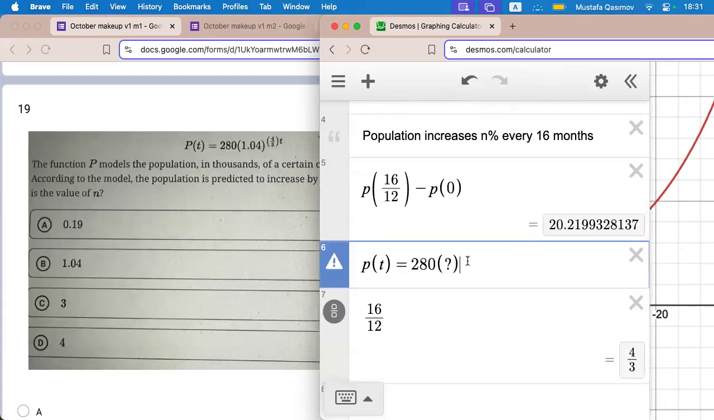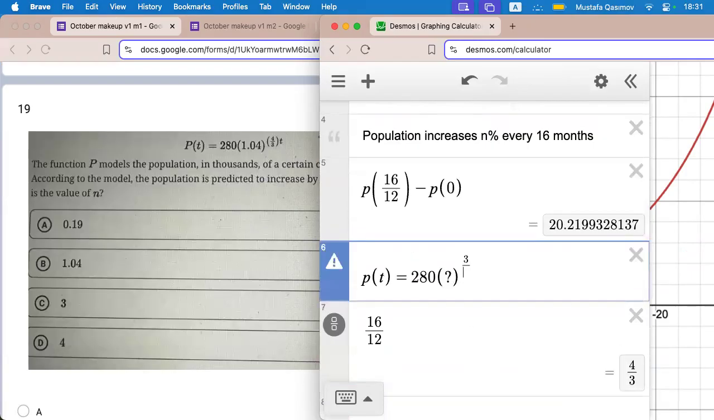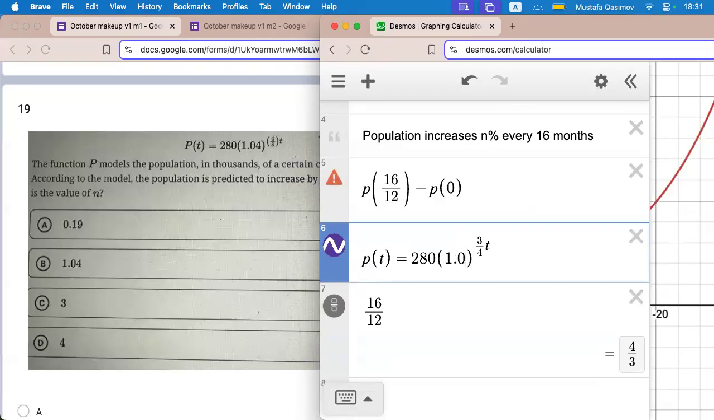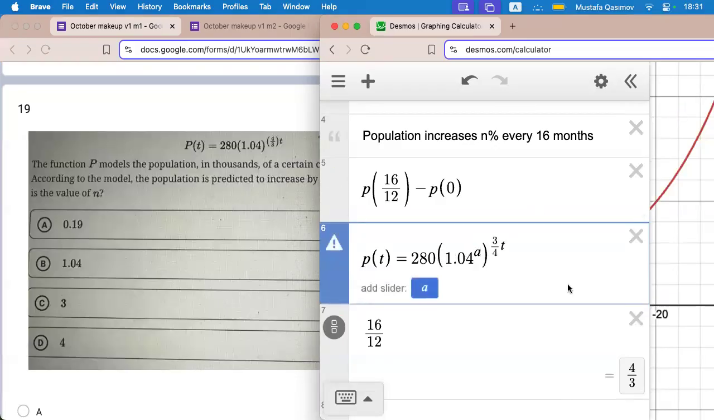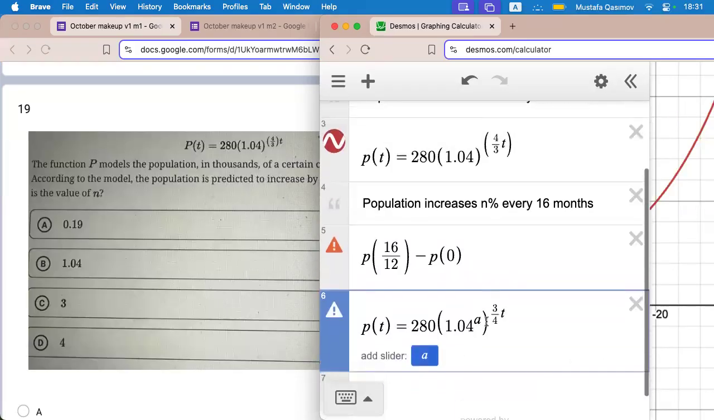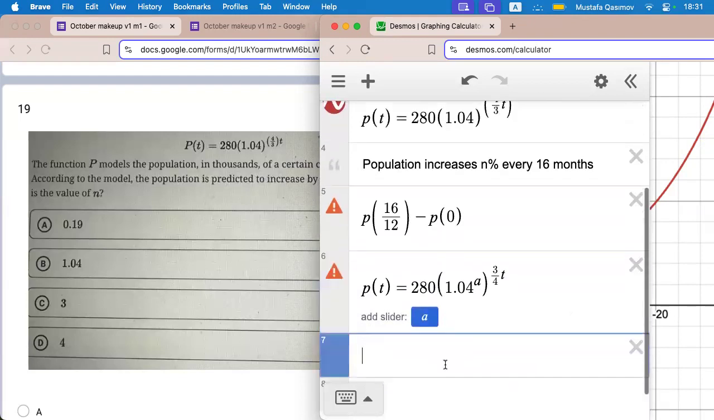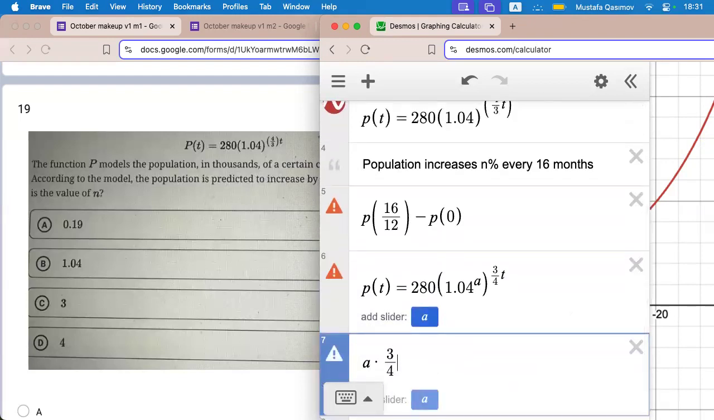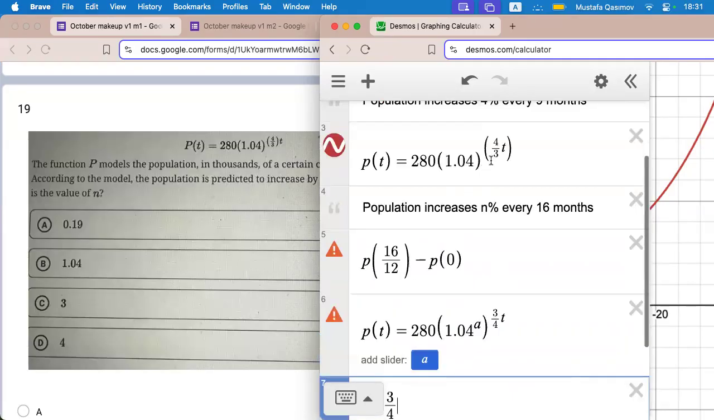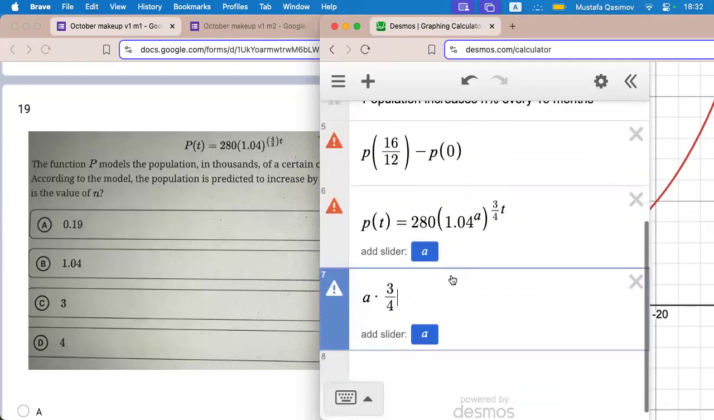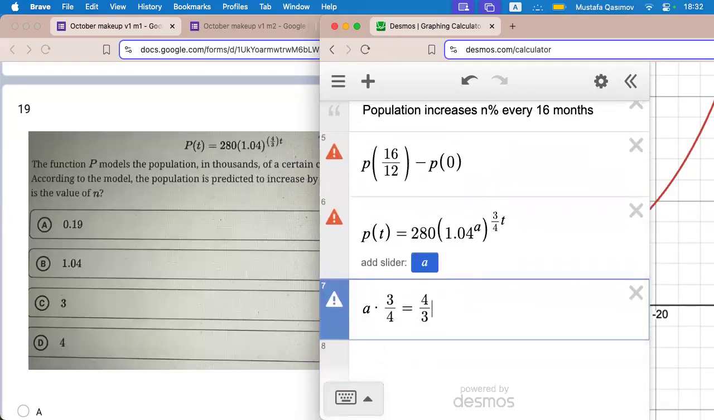It will be 3 over 4. Okay, then you have to think it here. Then you have to think this part. It is 1.04 with power of, let's say, a. And a multiplied by 3 over 4, and this one has to be equal to 4 over 3. From here, we will find that a is equal to 16 over 9.